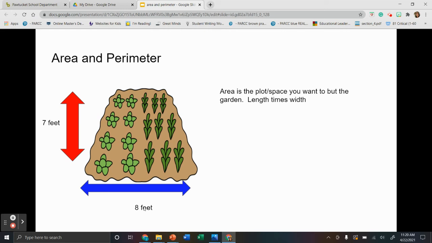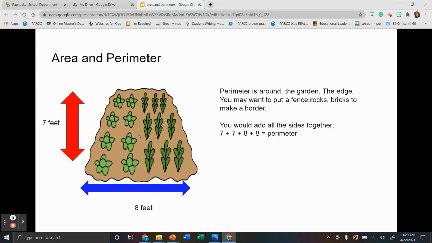That would be the area, the space, the region, the section we can have our garden in. The perimeter is around the garden, the edge of the garden. You may want to put a fence up to keep the little animals out, or rocks or bricks to make a border. So you would add all the sides together.